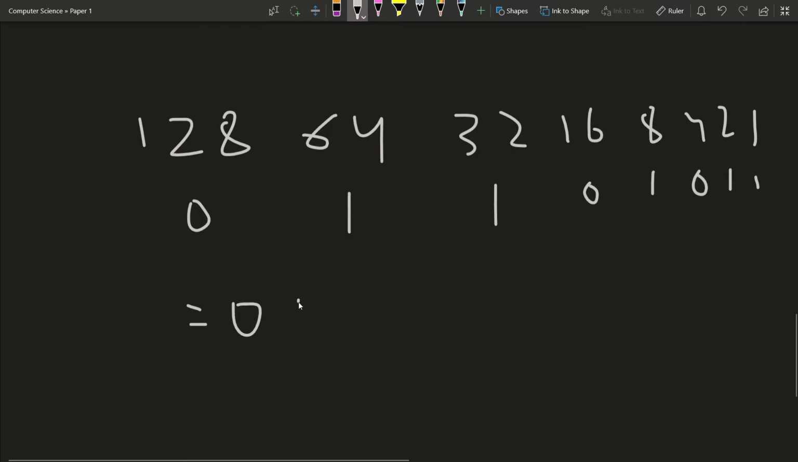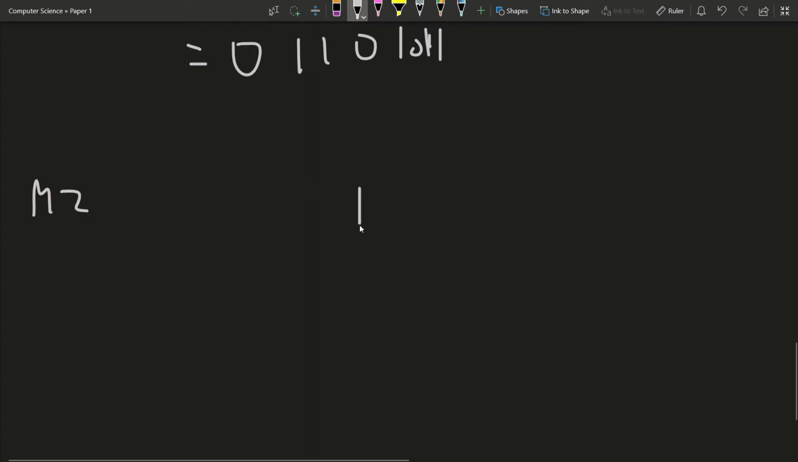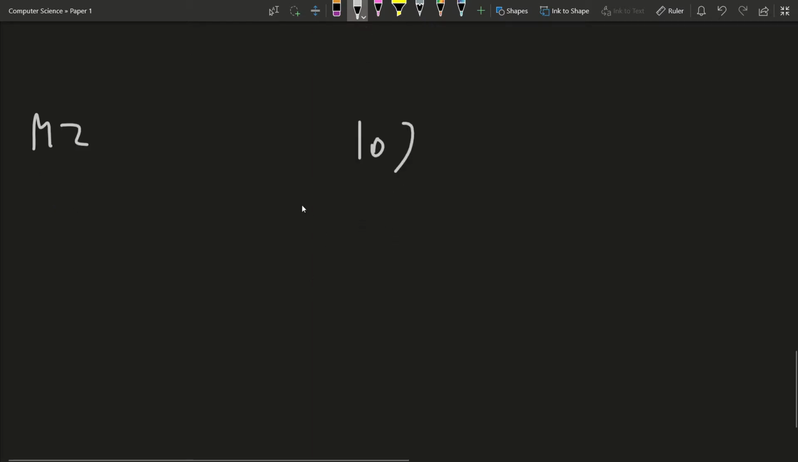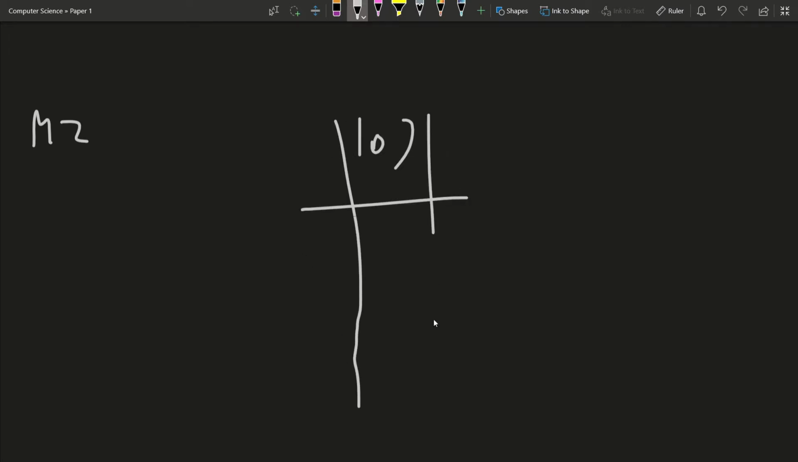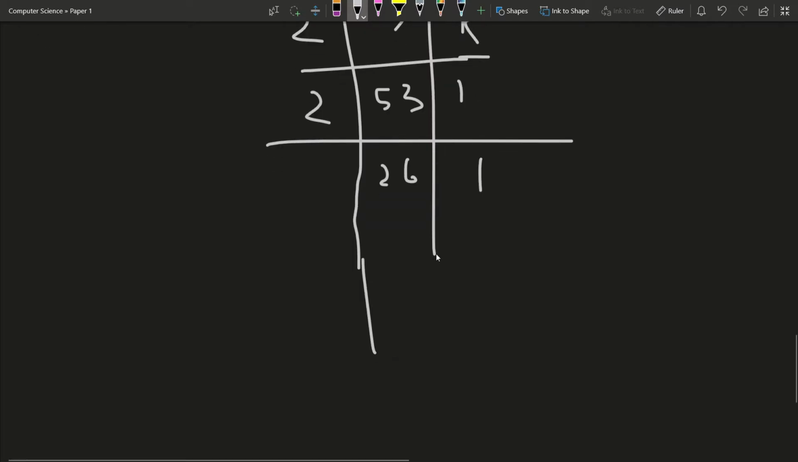So your answer would be 0, 1, 1, 0, 1, 0, 1, 1. That's one way of solving it. Let's say that's method 1. Method 2 would be continuously dividing by 2. So let's make a small diagram. Let's call this r, remainder, and we just keep dividing by 2. So 107 divided by 2 is 53 with a remainder of 1. You don't have to write remainder, but this is just to explain it better. 53 divided by 2 again will be 26 with a remainder of 1. Divided by 2, 13, remainder 0.